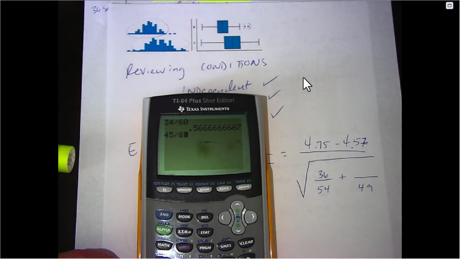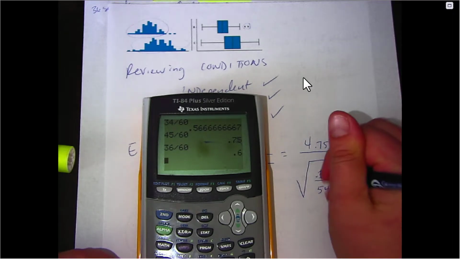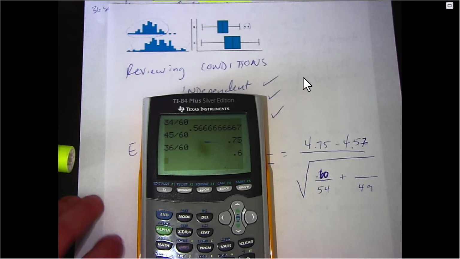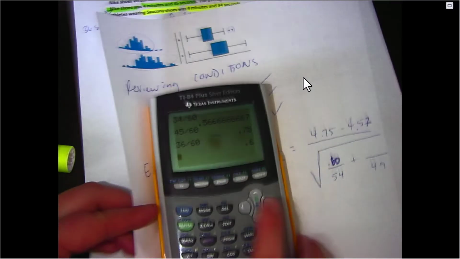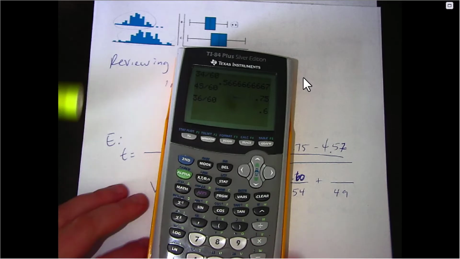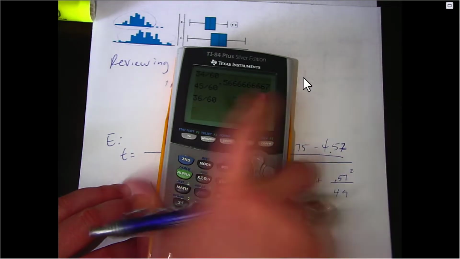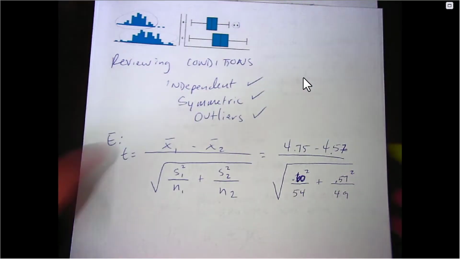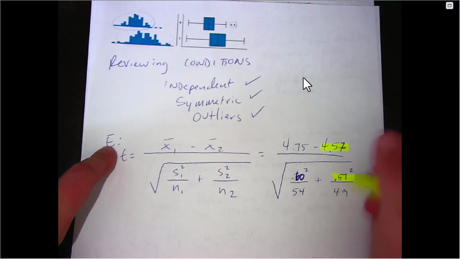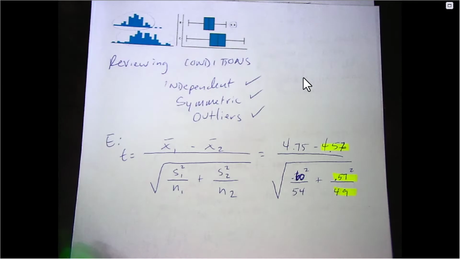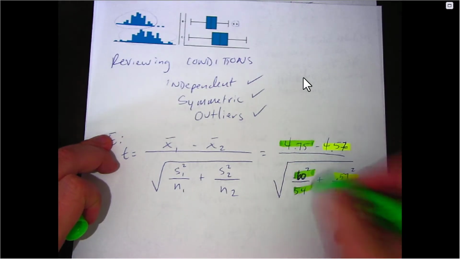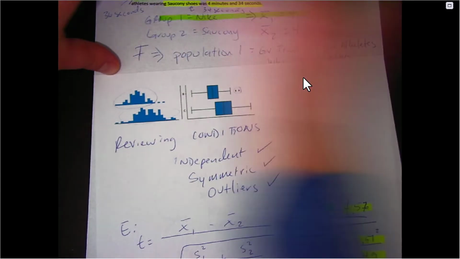Like 45 divided by 60, that's where the 0.75 came from. 36 divided by 60, so this should actually be 0.6 because we're going to have it all in minute units. And then for the Saucony it was 34, and we're going to square that. That again is coming from up here. These are all of the group 2 measurements for the Saucony, and these are all of the group 1 measurements for Nike.